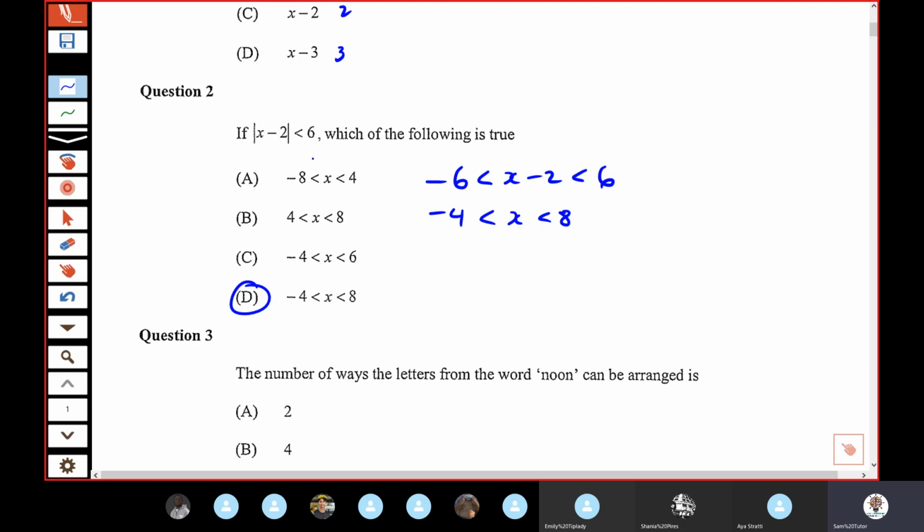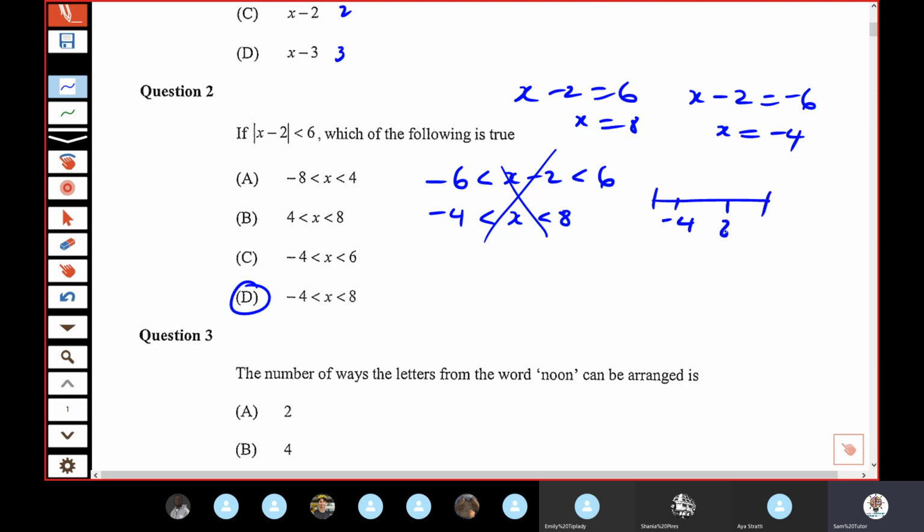But if you haven't memorized these, which is not my way, what we would usually do is just go x minus 2 equals 6, and then x minus 2 equals minus 6, x equals 8, x equals negative 4. So we draw on a number line, negative 4 and 8. We're going to test x equals 0. 0 take away 2 is negative 2. Absolute value of negative 2 is positive 2. Is 2 less than 6? 0 worked. That means they're going to meet. So the answer is negative 4, less than x, less than 8.